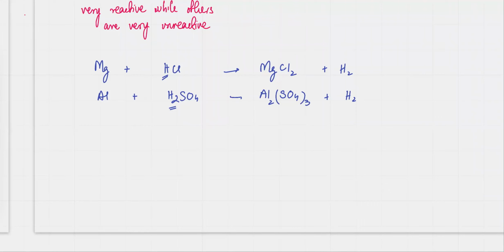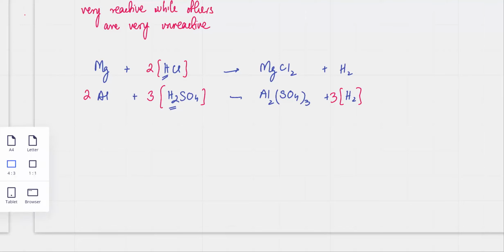And you can balance both of them. The first one, only the Cl is not balanced, so you can have 2 HCls. In the second one, the Als are 2, so there would be 2 Als over here and there would be 3 SO4s. So multiply this by 3. That would make hydrogen 6, so this should be multiplied by 3 as well. So that equation is also balanced now. So metal plus acid produces salt plus H2. So kind of a similar reaction.